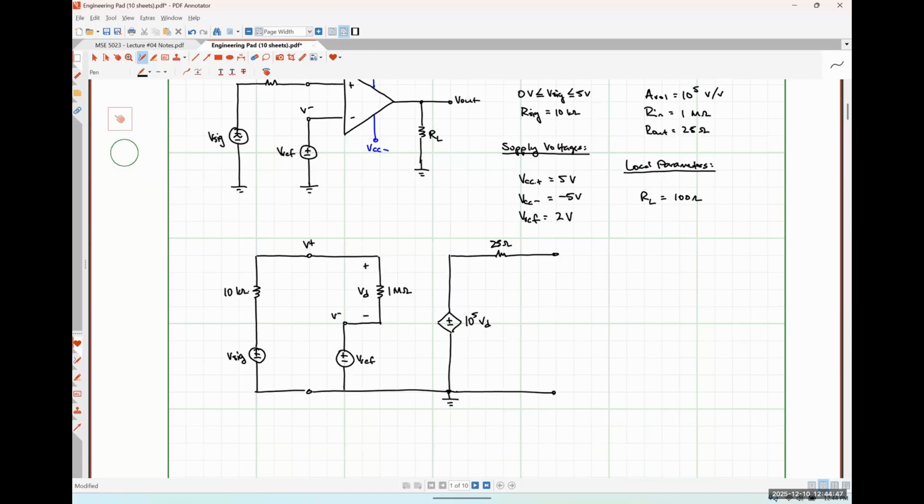On the output side of things, I should connect that load resistor between the output terminal and ground. So here's 100 ohms, and lastly, I'm going to label the voltage drop across that load resistor as the V out that I'm interested in.